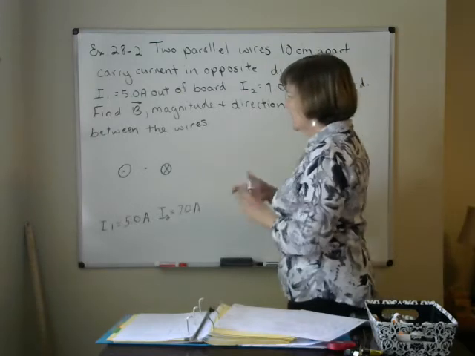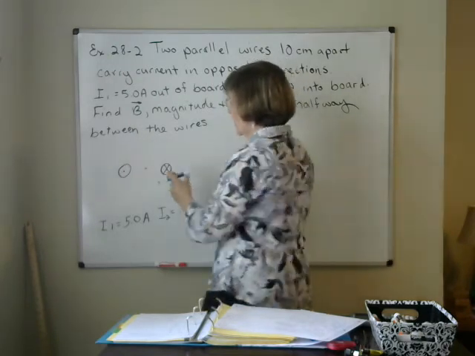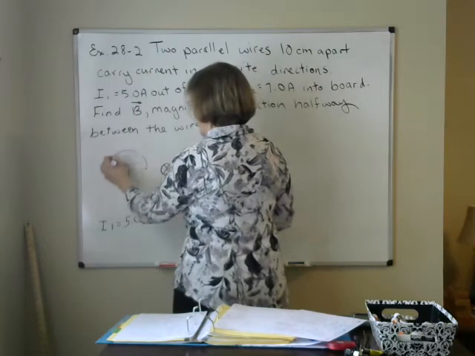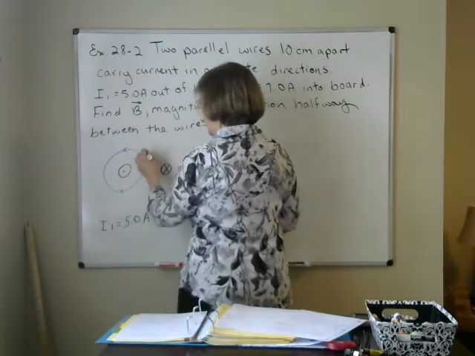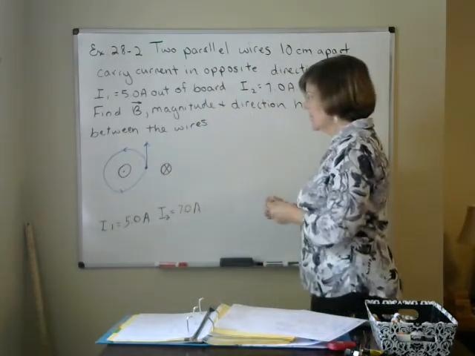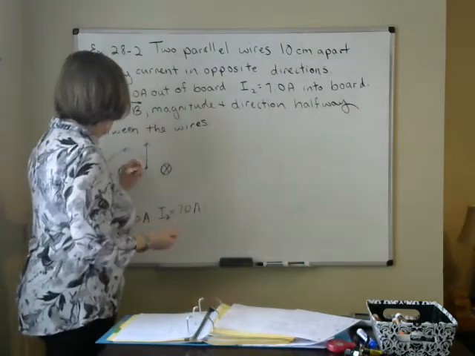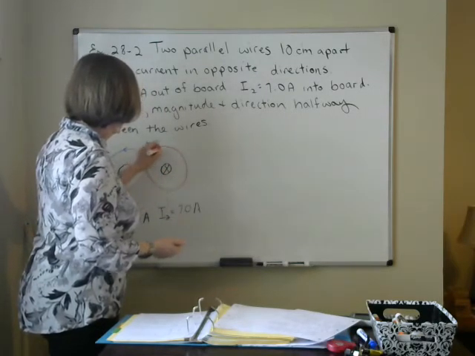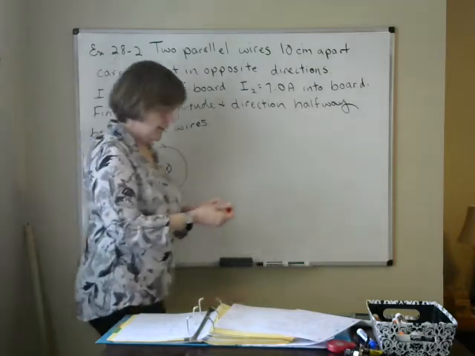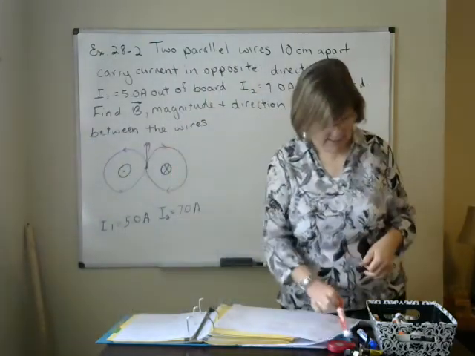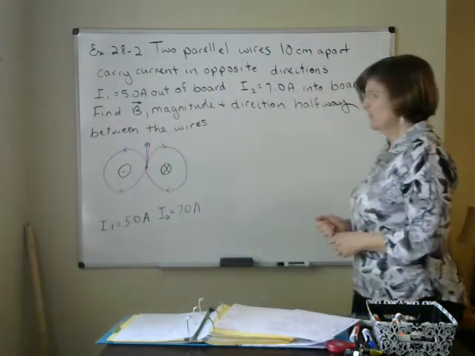If I have current out of the board, I grab this wire, and I can see it's going to be counterclockwise. So I'm going to draw it right here. That magnetic field line is counterclockwise, which means that right here at this point halfway, it points up. I'm going to do it for the other one in a different color. If my right hand thumb is into the board, this one has magnetic field lines that are clockwise. But that means that this one at this point also points straight up. That's going to help me solve this problem, because I now see that both of the magnetic fields are going to add together at that point. They're both pointing straight up.